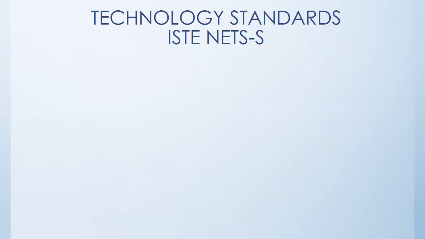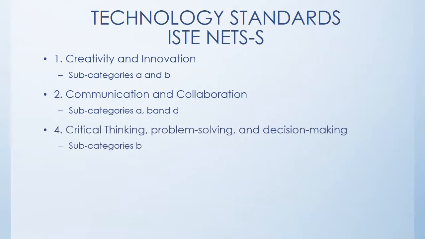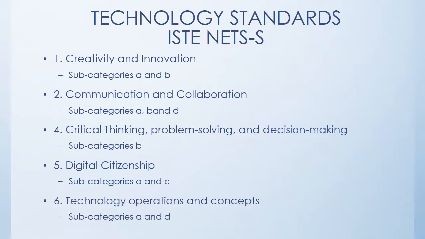They must describe people, places, things, and events with relevant detail. Technology standards for students. Some technology standards for students are one, creativity and innovation, subcategories A and B. Communication and collaboration, subcategories A, B, and D. Critical thinking, problem solving, and decision making, subcategory B. Digital citizenship, subcategories A and C. Technology operations and concepts, subcategories A and D. All of these technology standards assist with the integration of English and language arts.